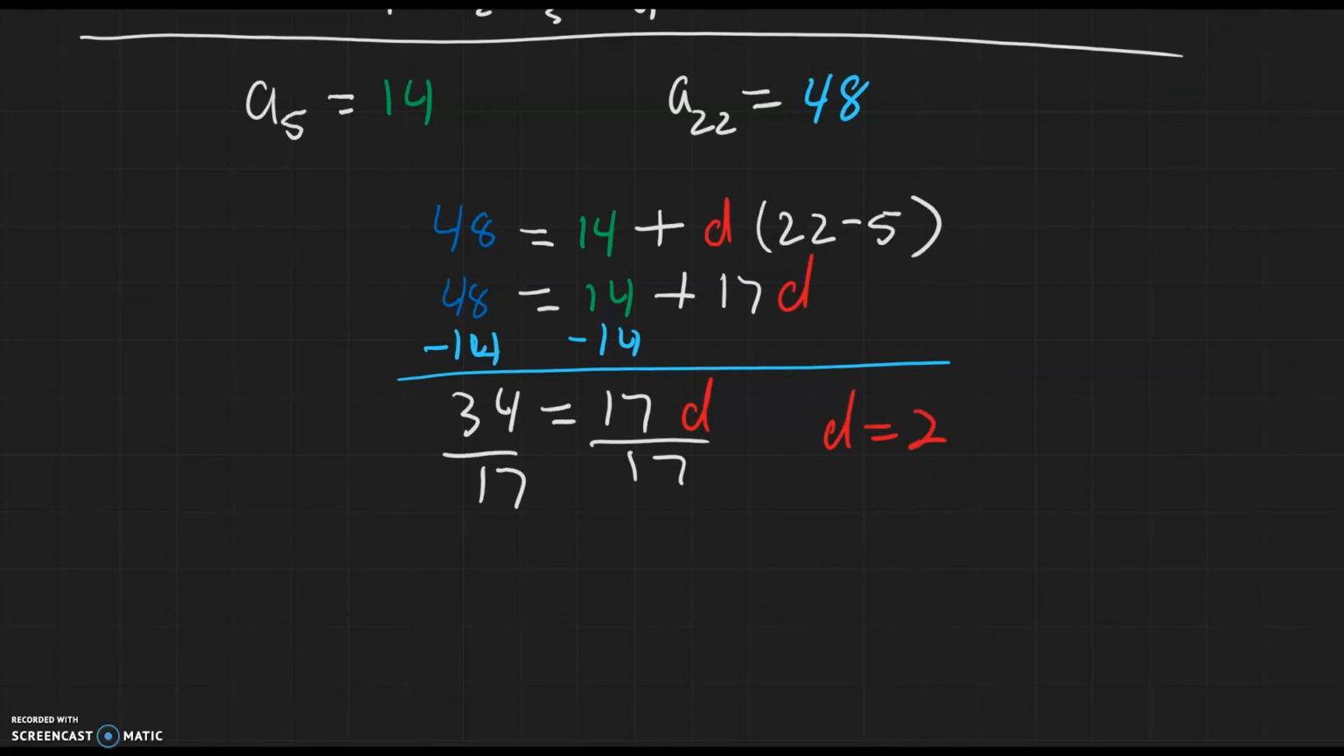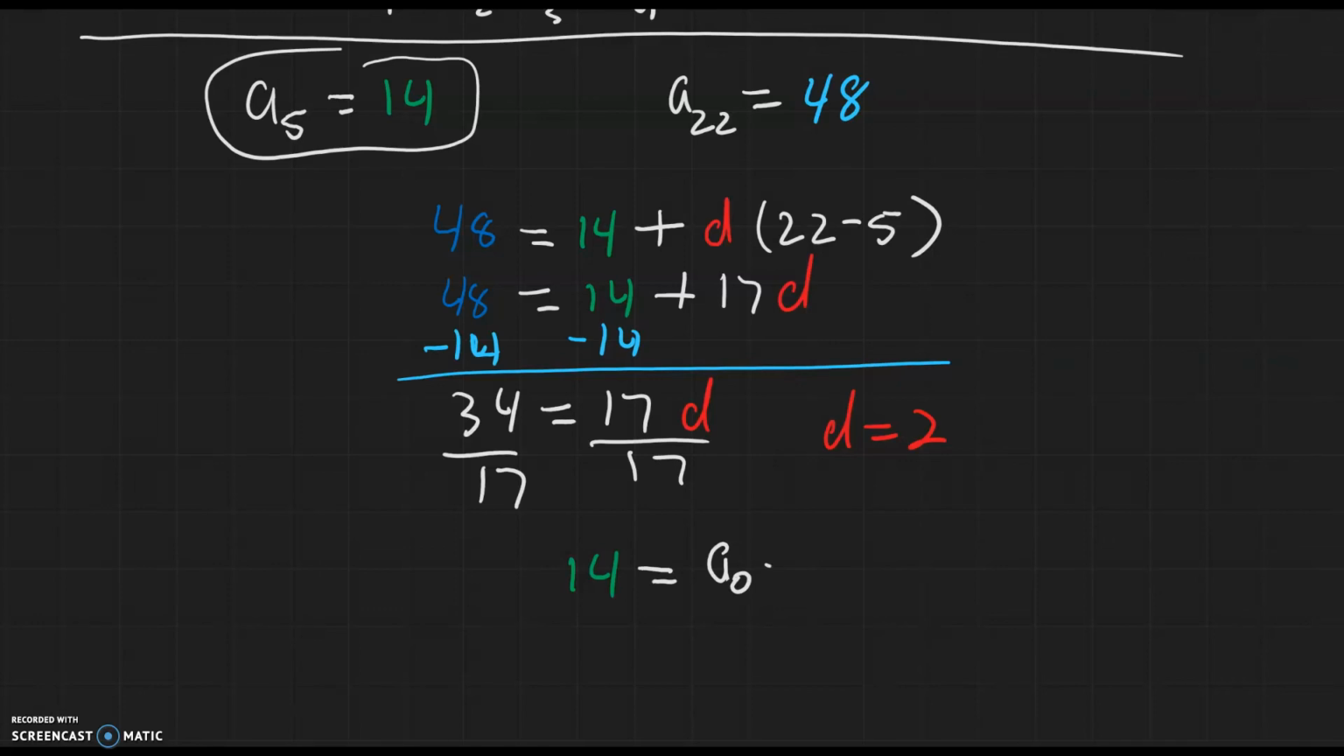Well, I still haven't figured out the rule yet, but I'm almost there. So all I have to do now is use the 14 up here, because I like to work with the smaller numbers. So I'm going to say that 14 is equal to A sub 0, because that's going to make life easier for me if I can find A sub 0.